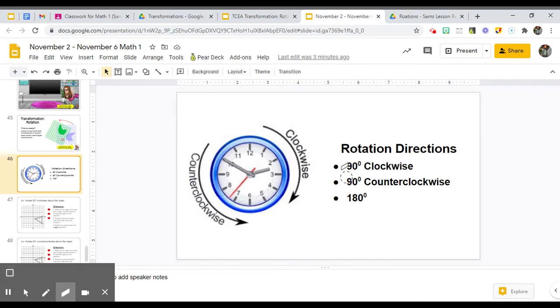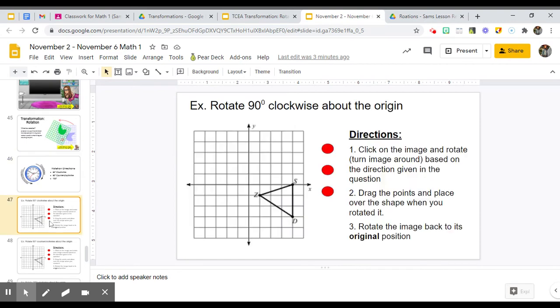Okay, so again, you can refer back to this picture as you're doing your practice problems today to see what is clockwise and counterclockwise. And then we're going to get to 180 degrees and figure out why 180 degrees does not have the direction of clockwise or counterclockwise. So just some things to think about as we discover those in the 3 examples that I have prepared for you. So let's look at this particular example.